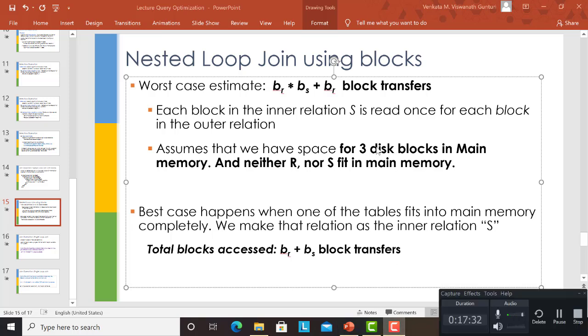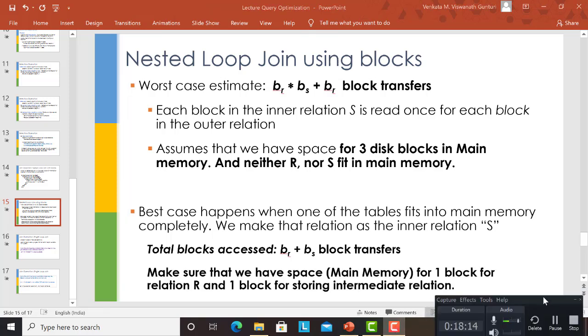Remember, this whole expression is running under the assumption that we have only three disk blocks in main memory and neither relation R nor relation S fits in main memory, right? But if it so happens that one of the tables can fit in the main memory completely, then the expression changes. When I say fits in the main memory completely, you should take it with a pinch of salt. Let me update this sentence so that you don't get the wrong picture here.